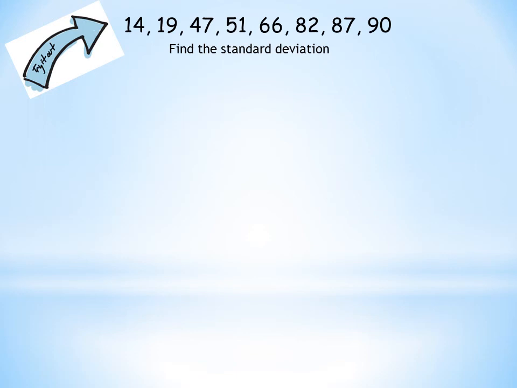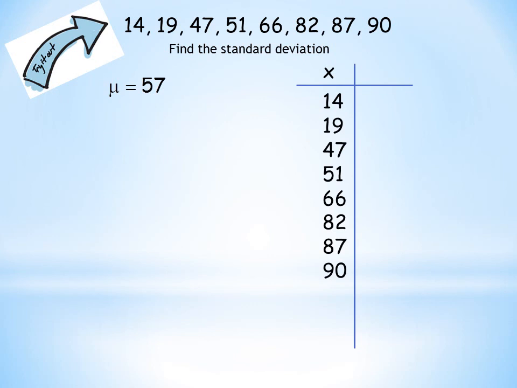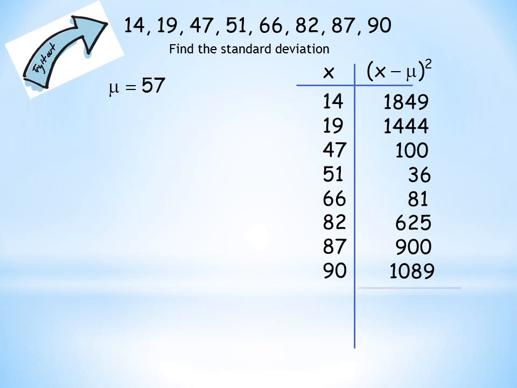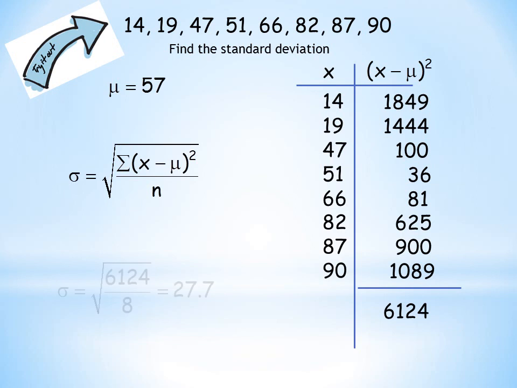Go ahead and see if you can find the standard deviation of these numbers on your own. So the mean is 57. If you make a chart, here's all of your x's. Here's your x's minus the mean, squared. Now you're going to take all of those and add them all up. Put that back into your formula. Divide it by the number of things you have, which is 8, and take the square root. And so the standard deviation of this data is 27.7.